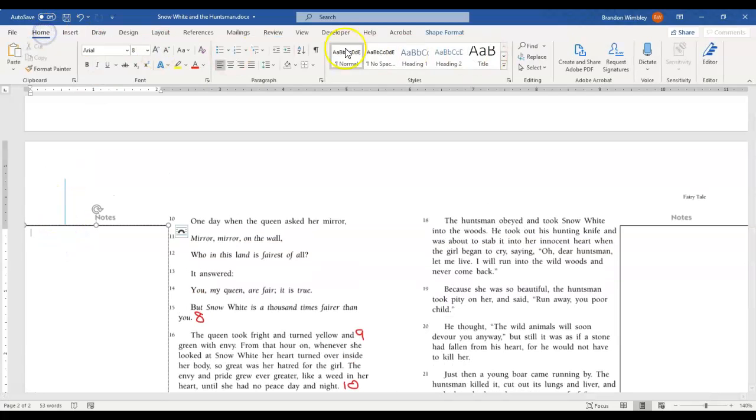And I'm going to use my dictation function for this one. So the mirror one day says that the queen is not the most beautiful in the land, but rather Snow White. The queen gets so jealous that she hires a huntsman to kill Snow White and bring back her lungs and liver as proof that she is dead.